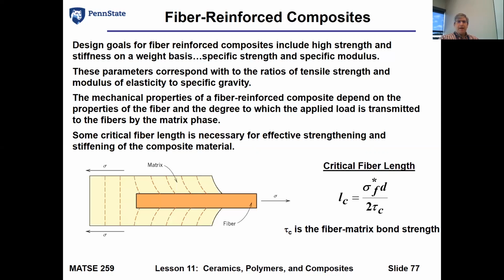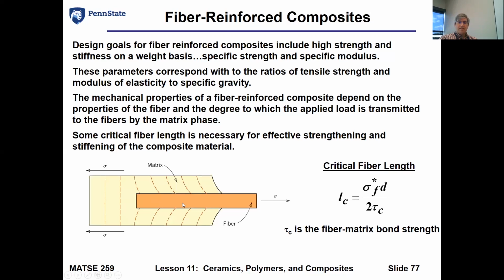And so it's going to depend on the properties of the fiber and how that load is transmitted from the matrix to that fiber. And in order for that to happen, there's a couple things to think about. The first one is how long the fiber needs to be to give you effective strengthening. So if the fiber's too short or too long, it's going to give you something different. So you want a critical fiber length. And this is going to lead us into continuous versus discontinuous fibers. But you need to have a fiber of a certain size.